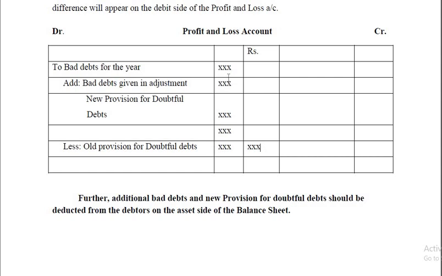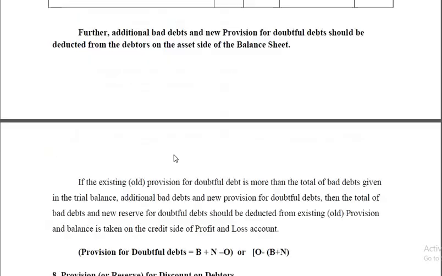Supposing total bad debts plus new reserve is 8,000, but old reserve is 10,000, then you have more reserve than what is required. So 8,000 you require altogether, but you have 10,000. In that case, it cannot be shown on the debit side, rather it will be credited to profit and loss account. Okay, that is the treatment.